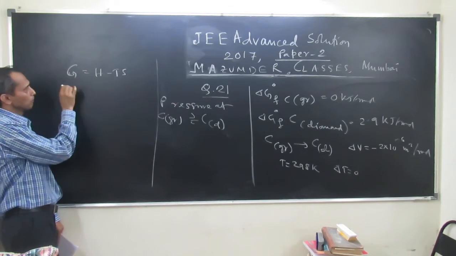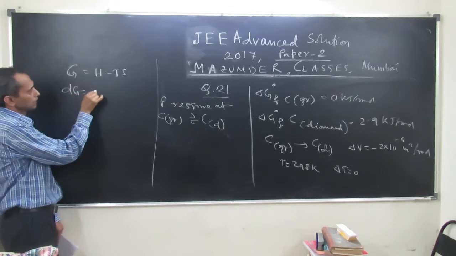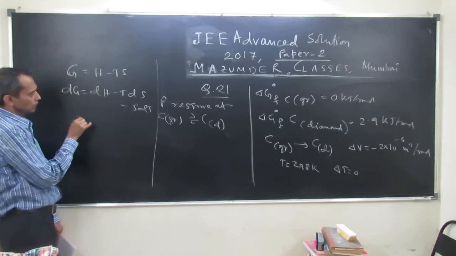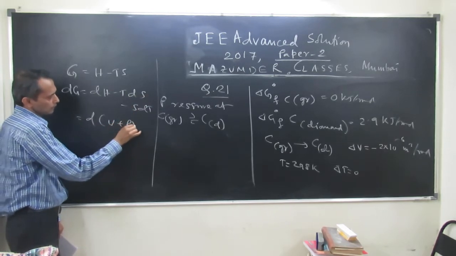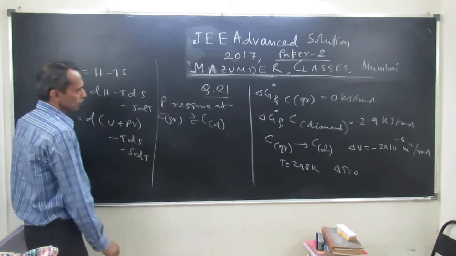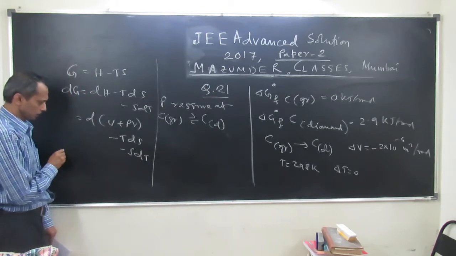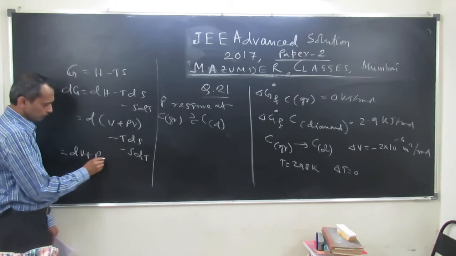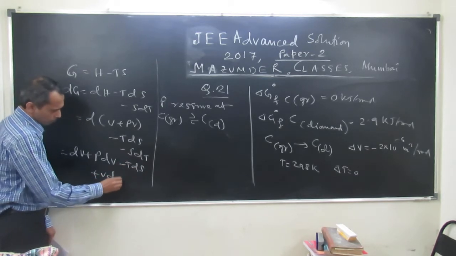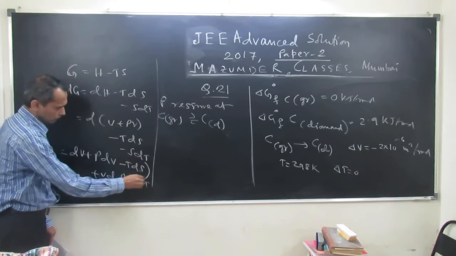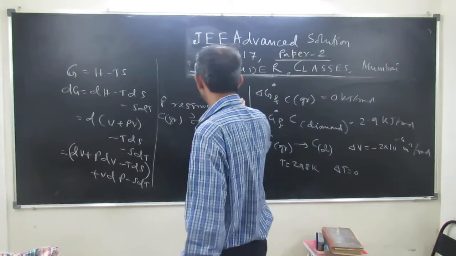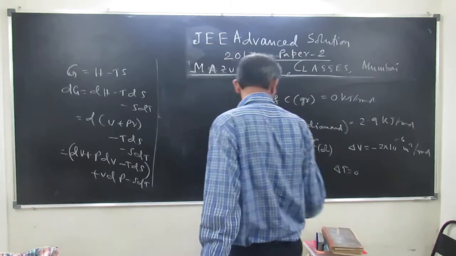So if I take the differential on both sides, you get dG equal to dH minus TdS minus SdT. And what is dH? It is dU plus PdV plus VdP, so dG equals dU plus PdV plus VdP minus TdS minus SdT. And you know part of this is basically 0.